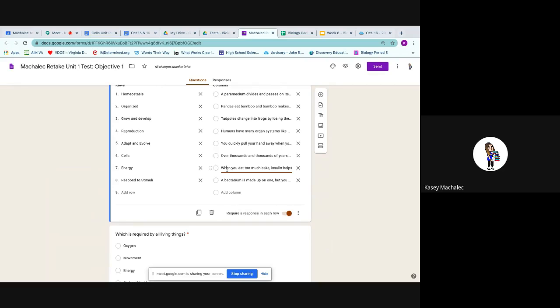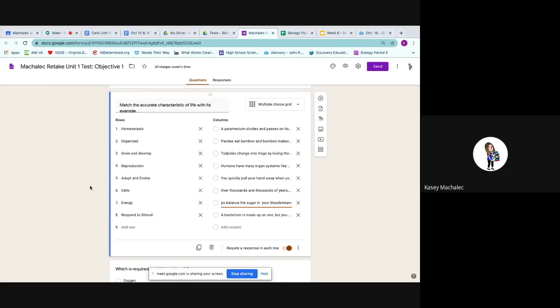The second to last column says when you eat too much cake, insulin helps balance the sugar in your bloodstream. Your keyword is balance. So when you eat too much cake, insulin helps balance your sugar in your bloodstream. Is this homeostasis, organized, grow and develop, reproduction, adapt and evolve, cells, energy, or respond to the environment?